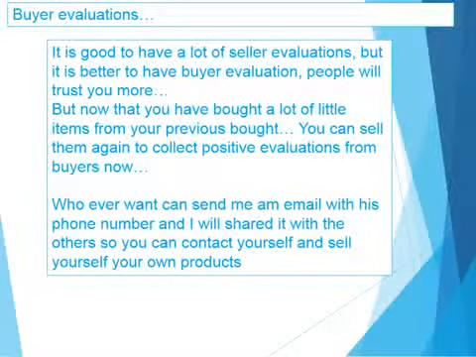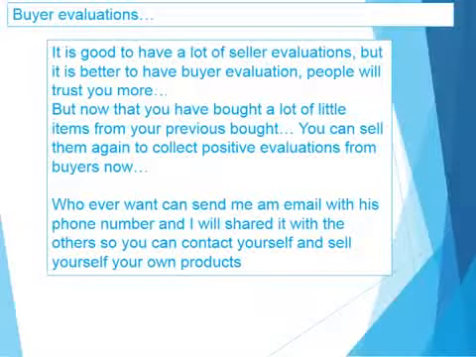So it's good to have a lot of seller evaluations, and even if people are giving you good evaluations, you will have a good evaluation in the global reports. But when people check them individually, they will see that they are from sellers. People trust sellers, but they will trust buyers more. So of course it's good to have buyer evaluations, especially this kind, because it doesn't cost anything.